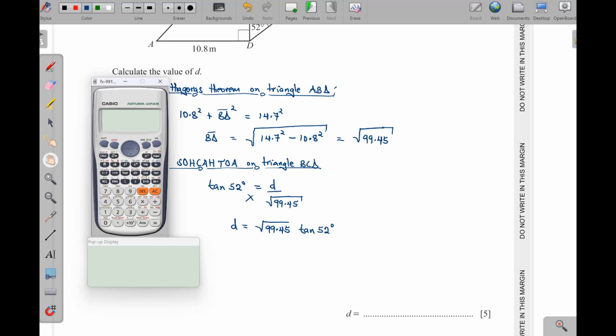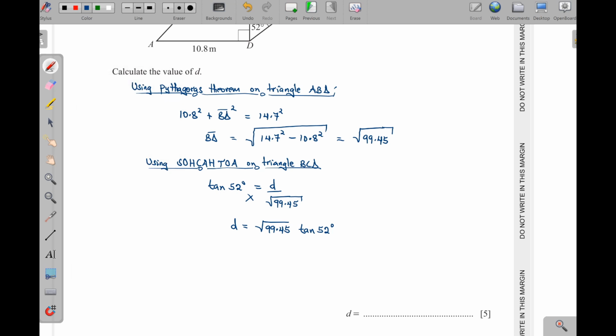Now you make sure that your calculator is in degrees, okay? So you can see a D on my pop-up display. So I'll just put a square root of 99.45, then times the tan of 52. The answer becomes 12.8 to three significant figures. 12.8, okay? Three significant figures.